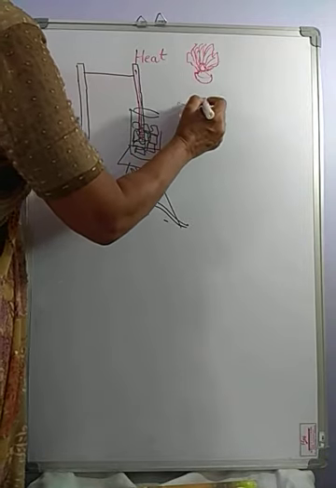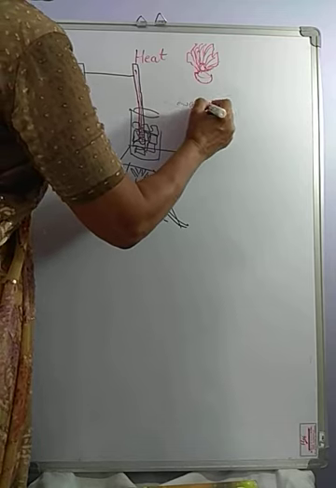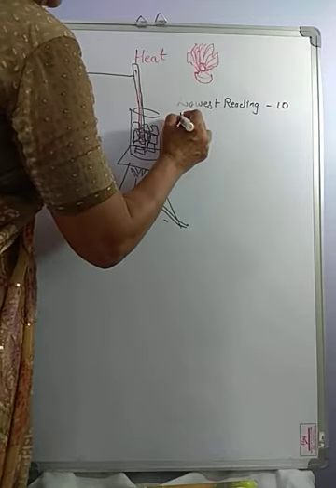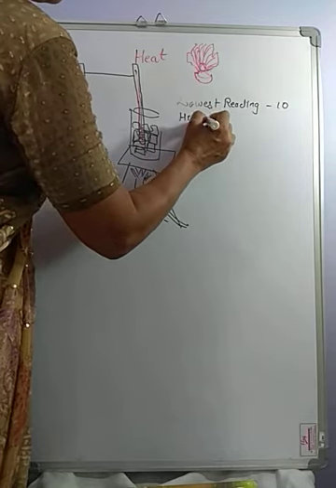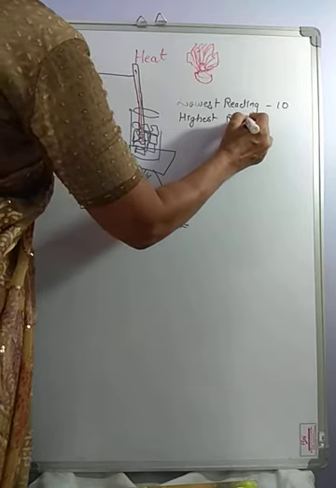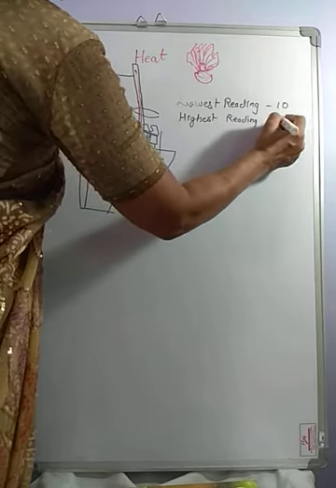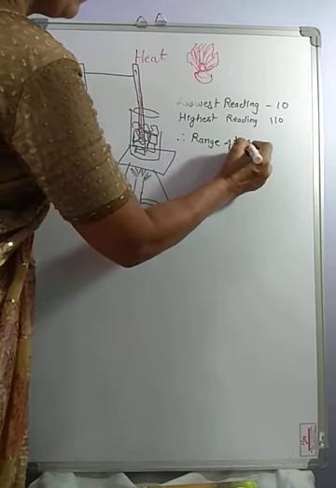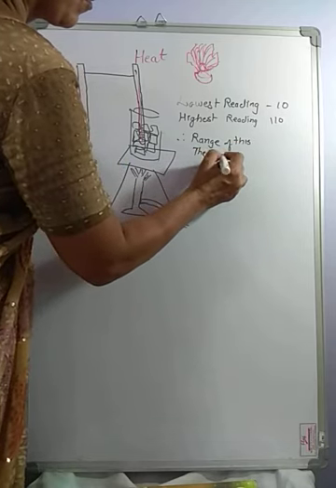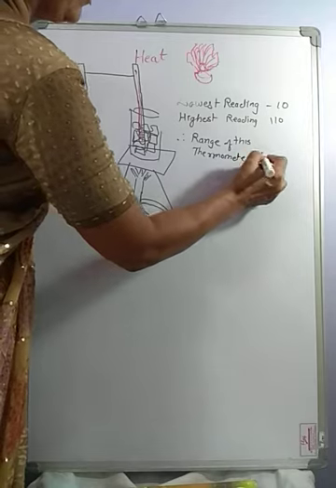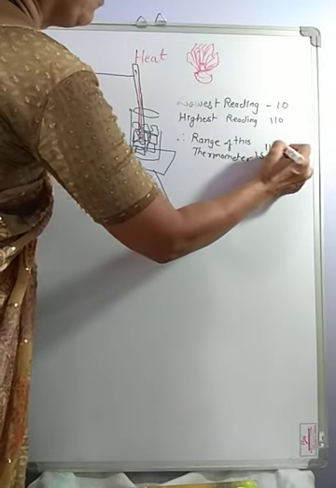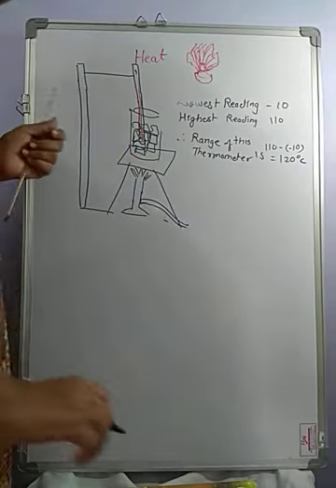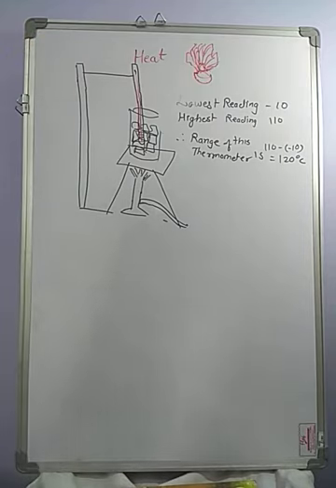Therefore, range of this thermometer, lowest reading minus 10, highest 110. Therefore, range of this thermometer is 110 minus 10, which is equal to 120 degree Celsius. Here we are measuring in degree Celsius.